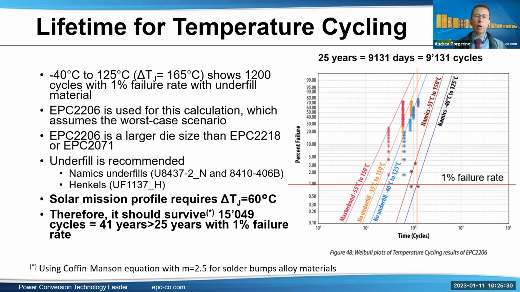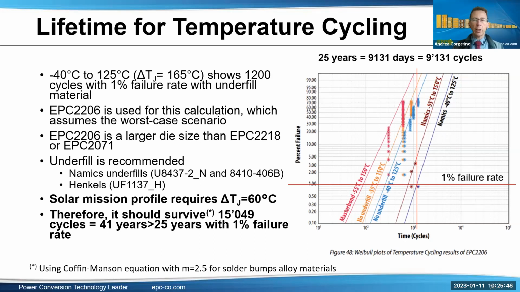That's a delta T of 165. And from the chart that you see here on the right-hand side, we can achieve 1,200 cycles with 1% failure rate with underfill material in these conditions. So this chart was generated with EPC 2206.